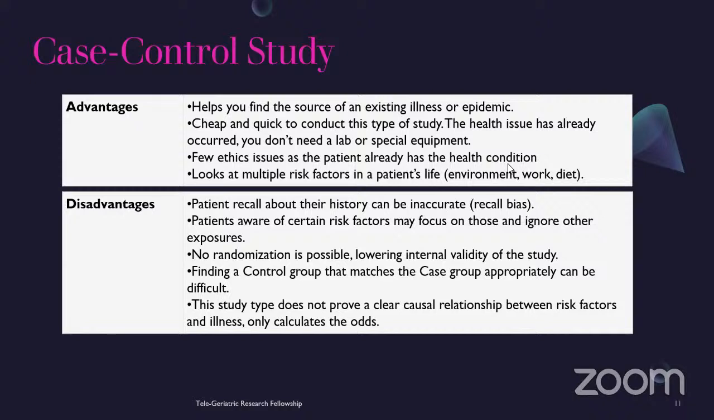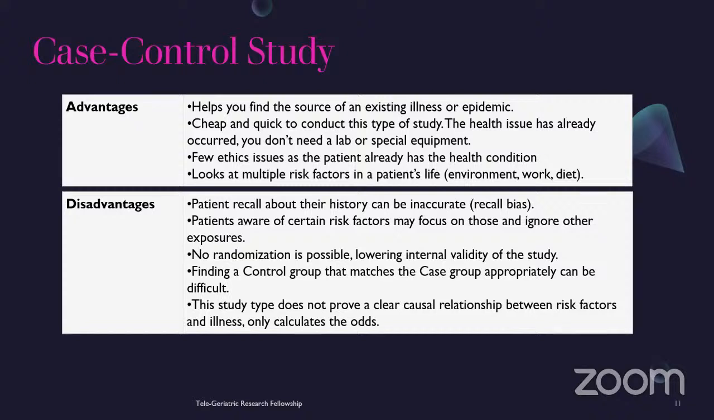Looks at multiple risk factors in a patient's life, like in environment, work, diet. We can look at many factors. Now, the disadvantages: patients' recall about their history can be inaccurate, so we have to deal with the recall bias. Patients are aware of certain risk factors. They may focus on those and ignore other exposures.